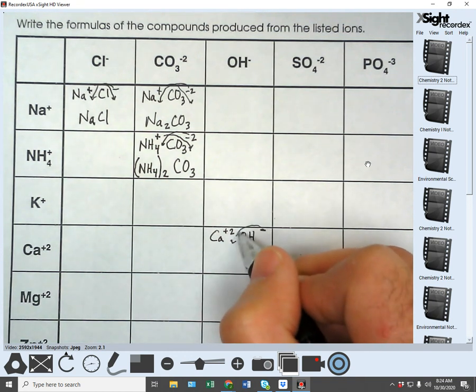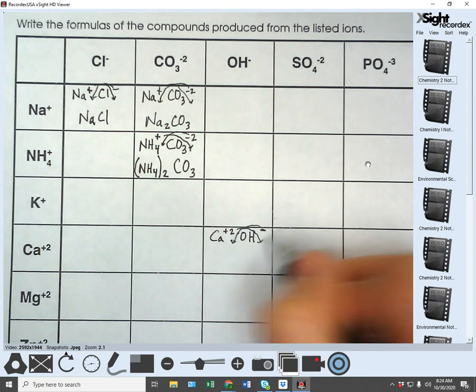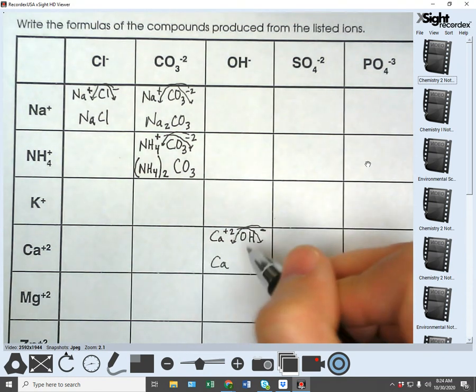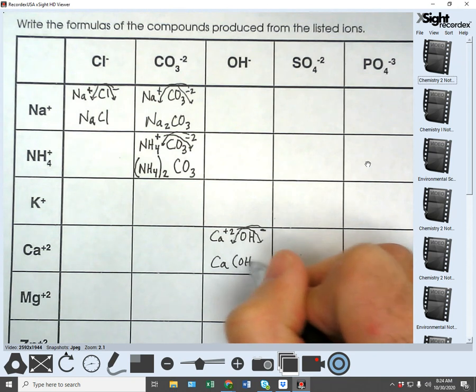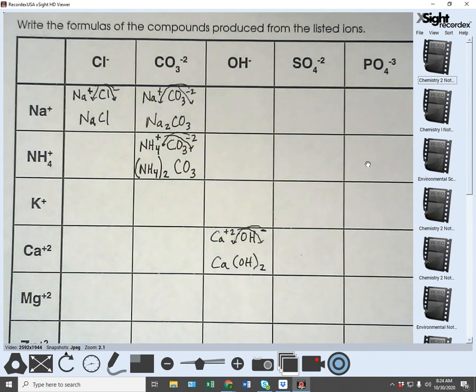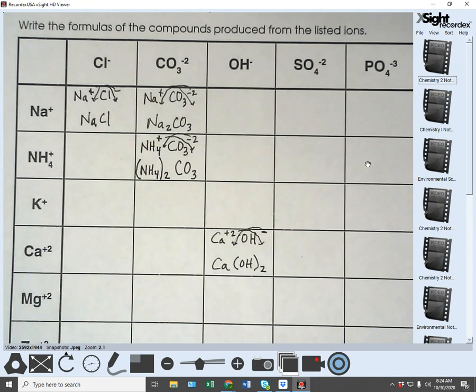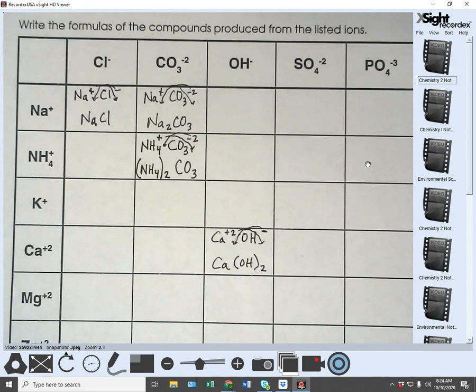Okay, we get Ca, and then we need 2 of the whole thing. So the OH has to be in parentheses because we want 2 of that whole thing. Okay.